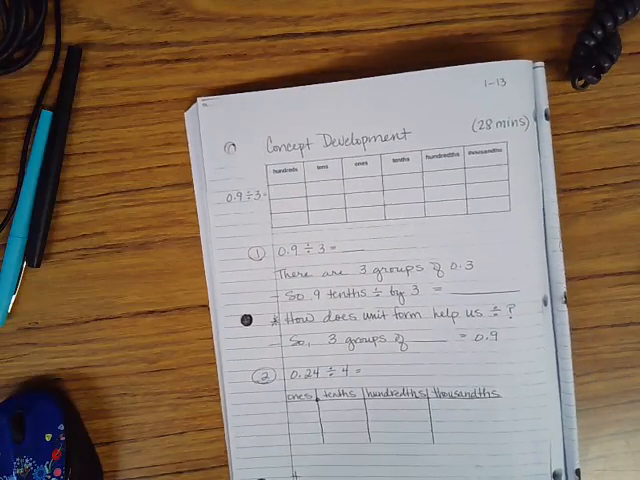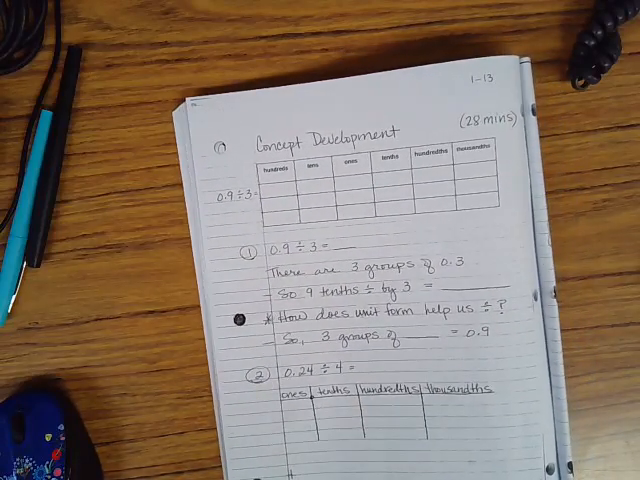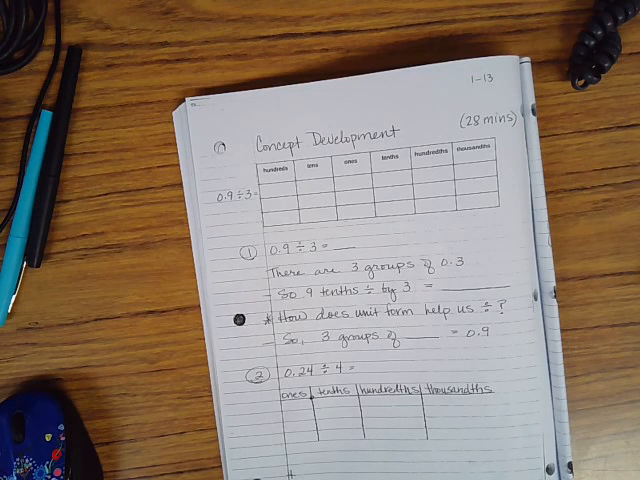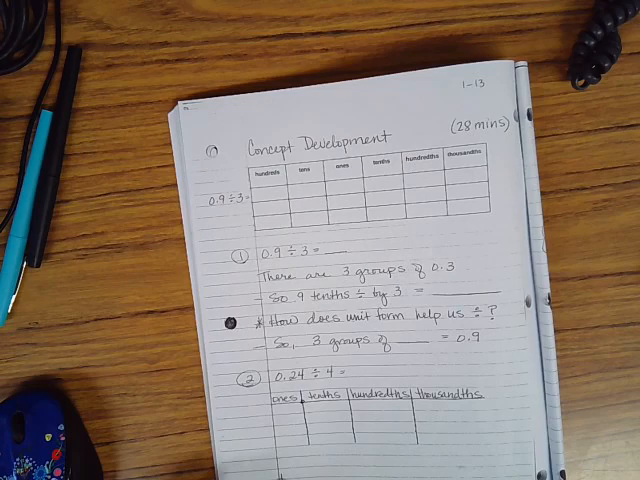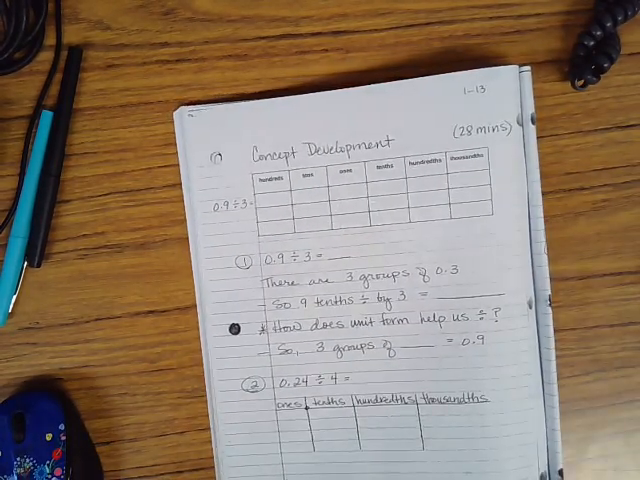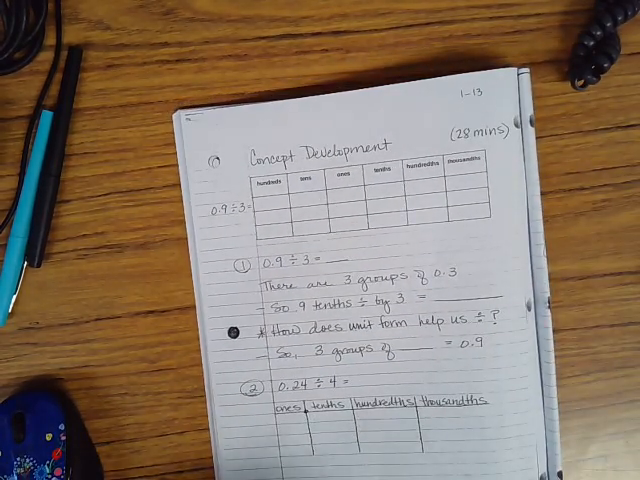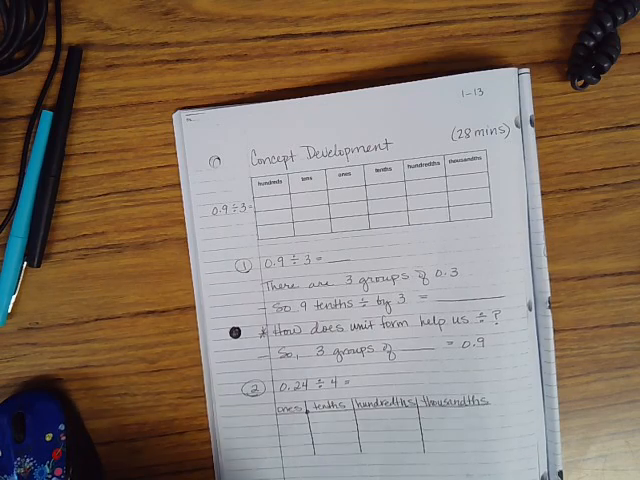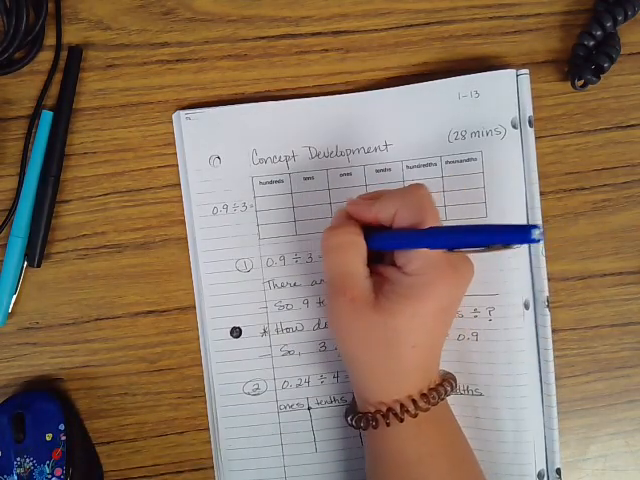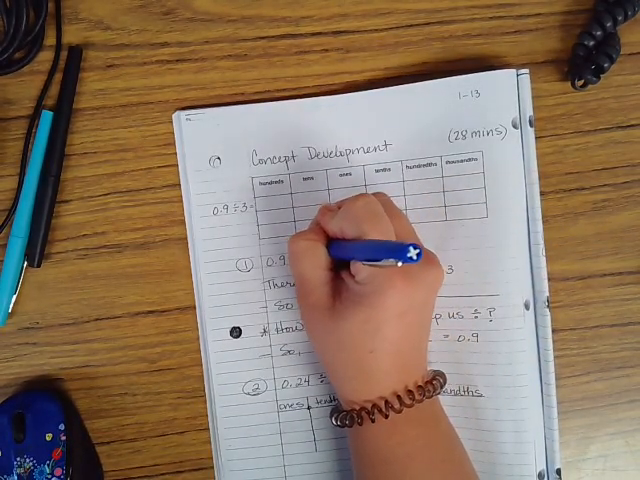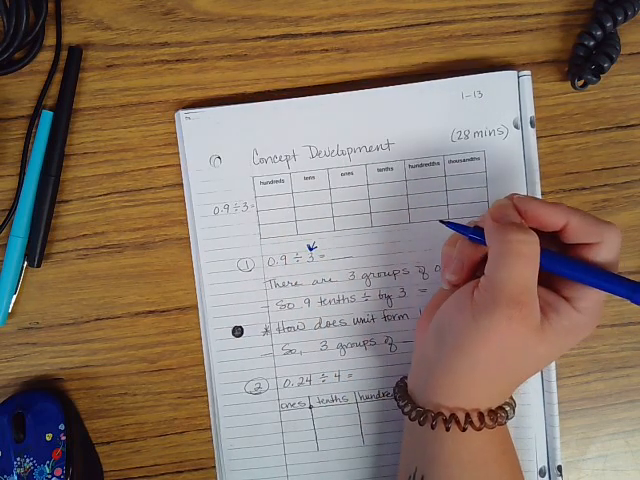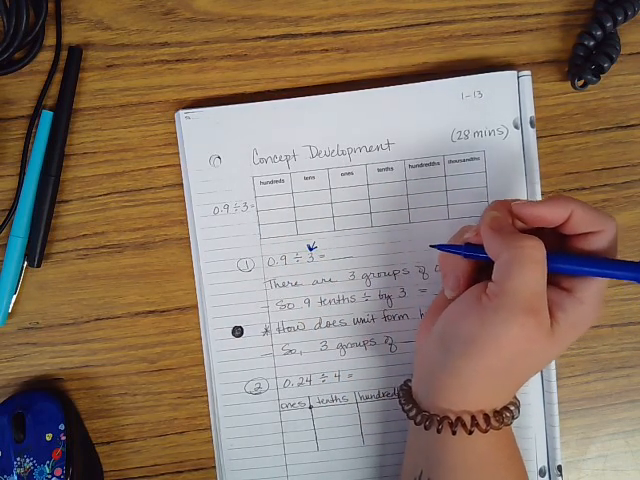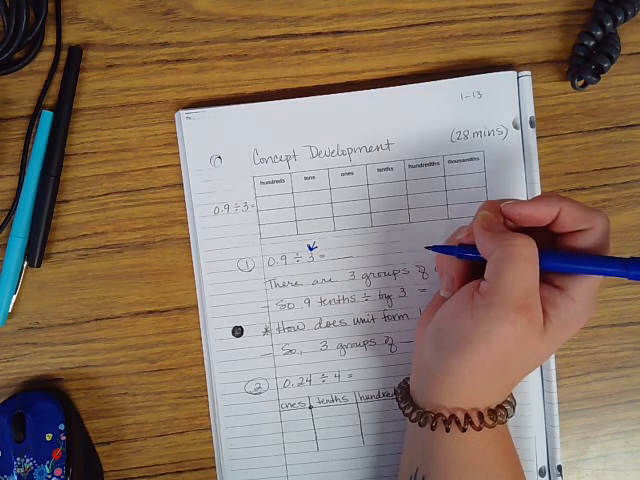Okay, concept development. We're going to be dividing. So, problem number 1. All right, so 0.9 divided by 3. So, we've got to figure out how we're going to do this, right? How do we want to separate this into 3 groups? If we're dividing by 3, we're going to want to separate 0.9 into 3 equal groups, okay?